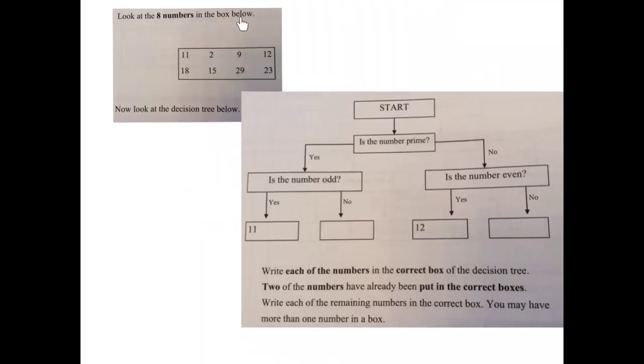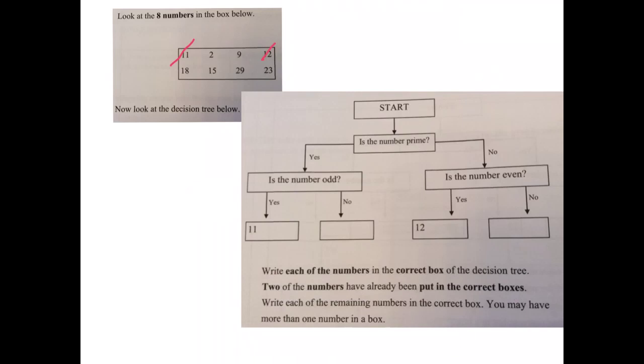Look at the 8 numbers in the box below. Now look at the decision tree. So, we have to write each of the numbers in the correct box of the decision tree. 2 of the numbers have already been put in the correct boxes. So they have already used 11 and 12. Write each of the remaining numbers in the correct box. You may have more than one number in a box.